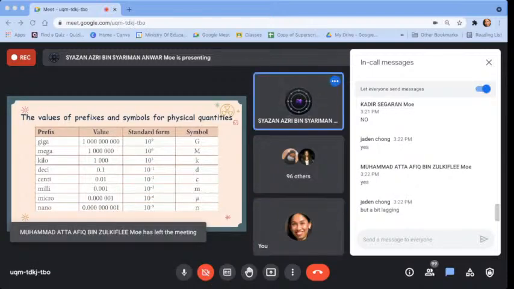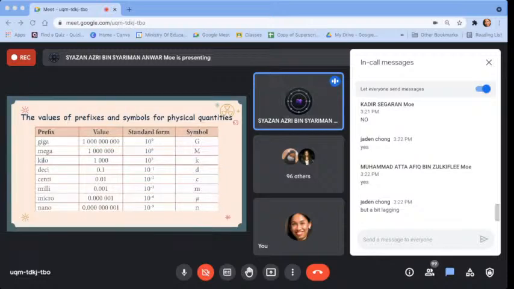So prefix is used to determine or show a small or big number. For example, the first prefix is giga, 1 billion, and has a standard form of 10 to the power of 9, and has a symbol of G.